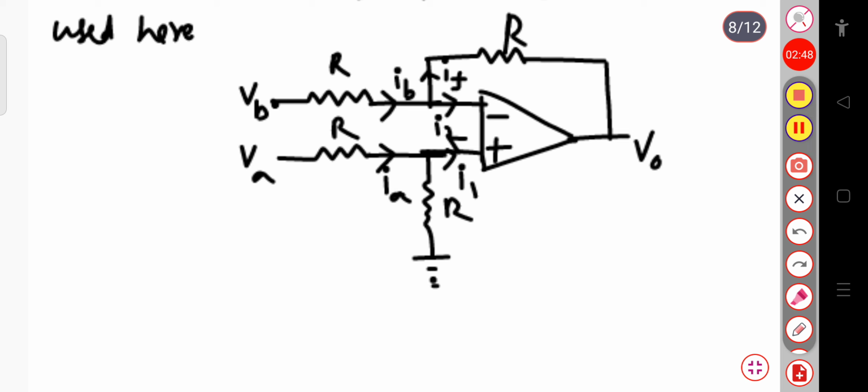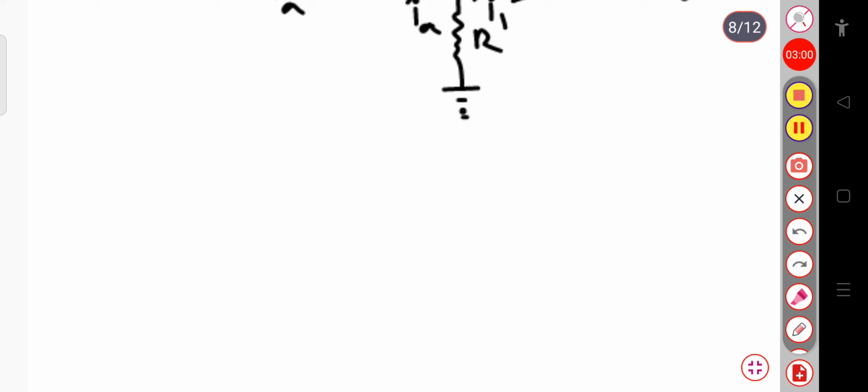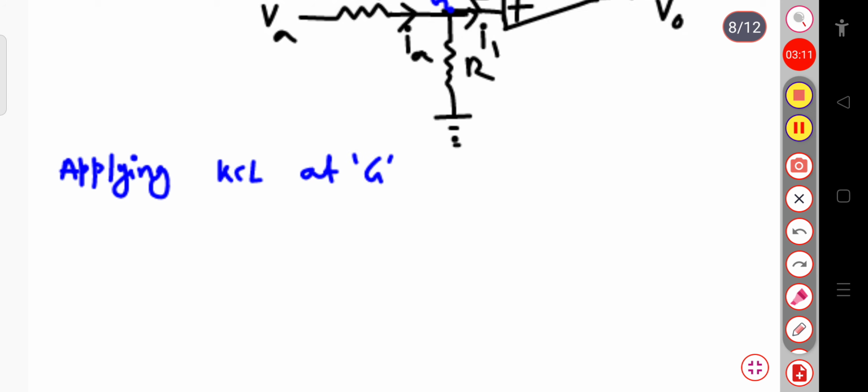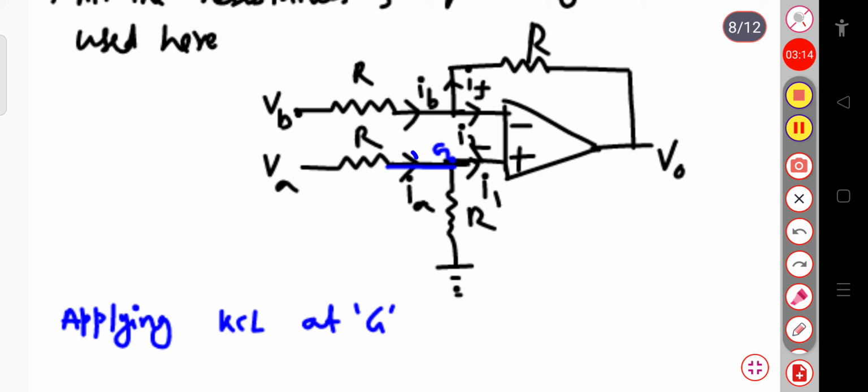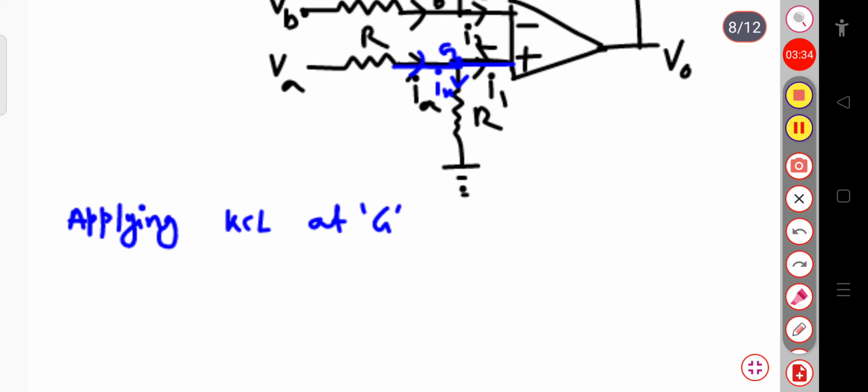Now suppose this point is G. Applying Kirchhoff's current law at this node, the current at this terminal is IA, and that is equal to I1 plus IX, where IX is the current across this resistor. So IA is equal to IX plus I1.